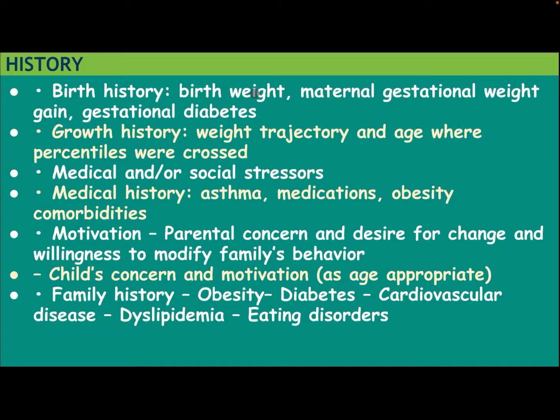History. Birth history: birth weight, maternal gestational weight gain, gestational diabetes. Growth history: weight trajectory and age where percentiles were crossed. Medical and/or social stressors. Medical history: asthma, medication, obesity comorbidities. Motivation: parental concern and desire for change and willingness to modify the family's behavior, child's concern and motivation as age appropriate. Family history: obesity, diabetes, cardiovascular disease, dyslipidemia, eating disorder.